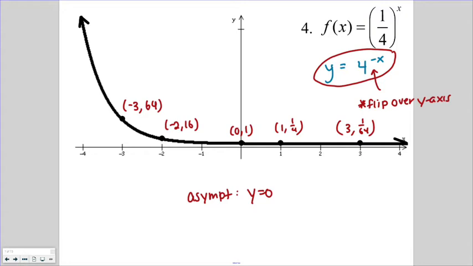These are the points that we get. The asymptote is still y is equal to 0. Our domain is still all real numbers. Our range is still all the values of y that are greater than 0. But we've just got to flip over the y-axis.